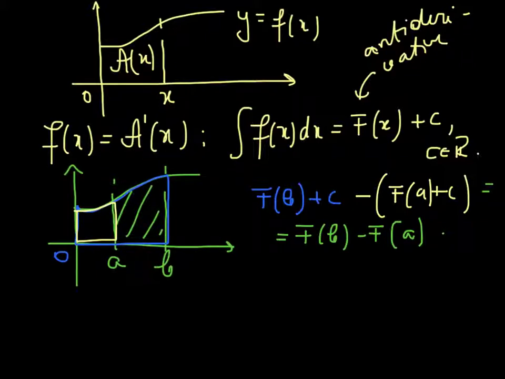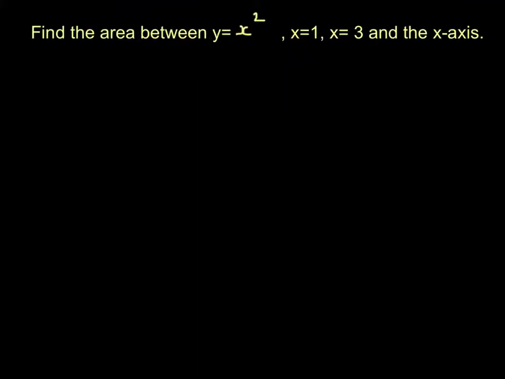Therefore, a method to calculate the area is to integrate f of x, find the antiderivative, and then find F of b and F of a and subtract them. Let us use this in an example. I'm starting with a simple example.